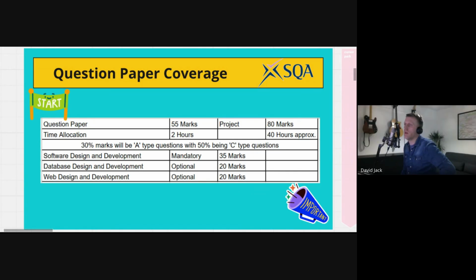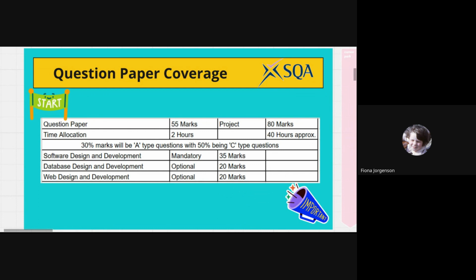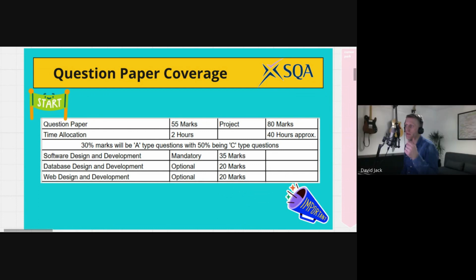Okay. We know that the integration was highlighted in the course report as something that we need to look at. So the project is 80 marks, and hopefully everyone knows that, according to the template, people should be spending approximately 40 hours on it.